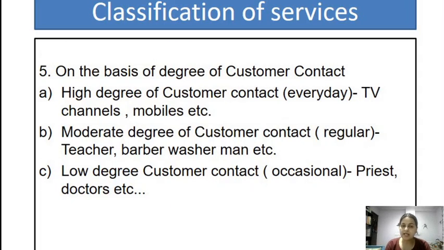Now the next one is on the basis of degree of customer contact. The first one is high degree of customer contact, where contact with the customer is always, every time and every day, like TV channels, mobiles, etc. The second one is moderate degree of customer contact, like teacher, barber, where you meet them on a regular basis for some time. The last one is low degree of customer contact, which is occasional customer contact, like priests, doctors, whom you don't meet regularly.